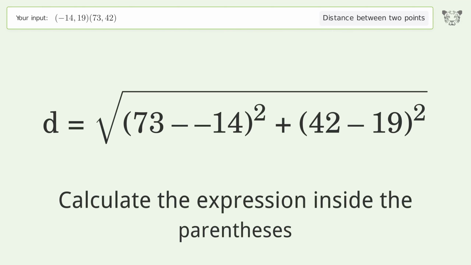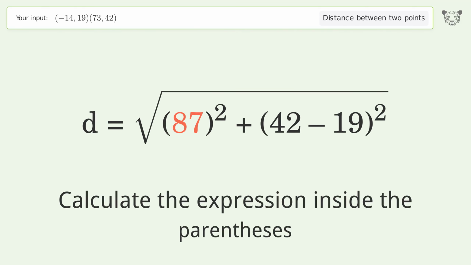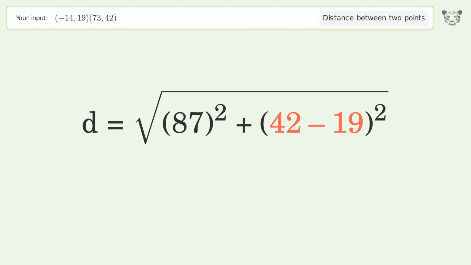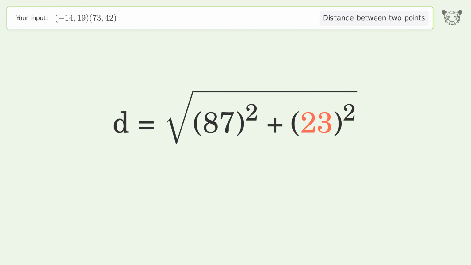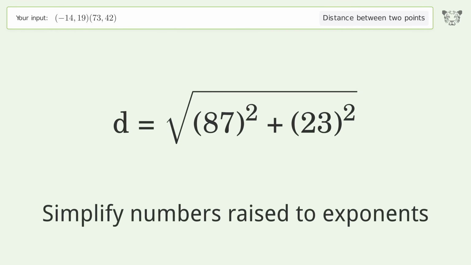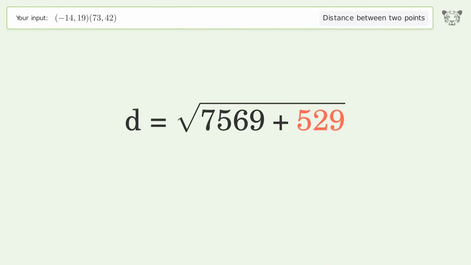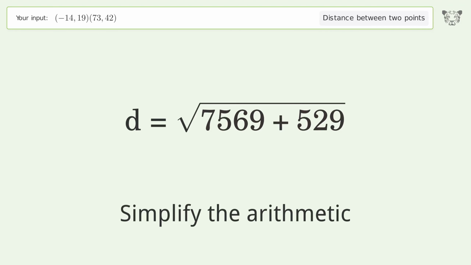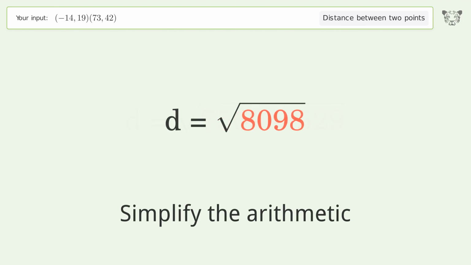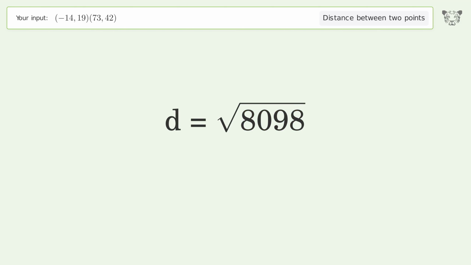Calculate the expression inside the parentheses. Simplify numbers raised to exponents. Simplify the arithmetic. And so the distance between the 2 points is the square root of 8,098 or 89.989.